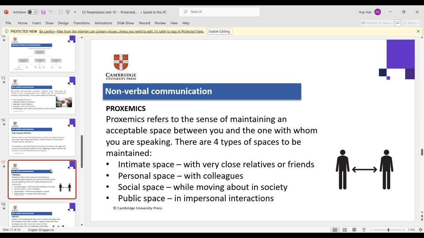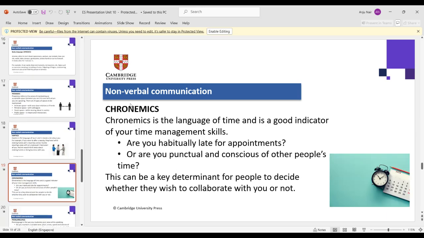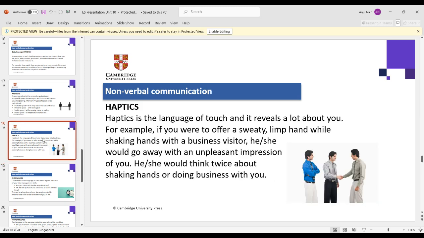And public space is impersonal. So when you go to a theater, a hospital, a bus stand or the railway station, the space that you maintain is for impersonal interactions. That is the impersonal space.